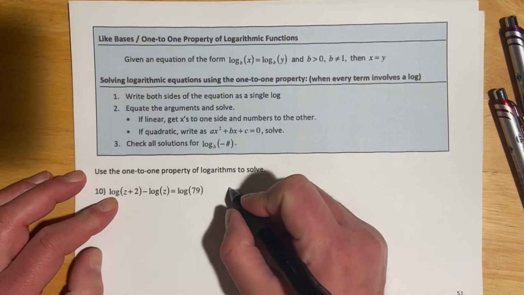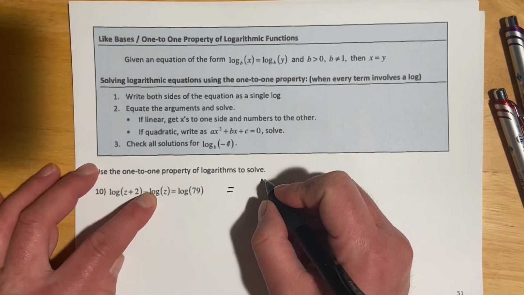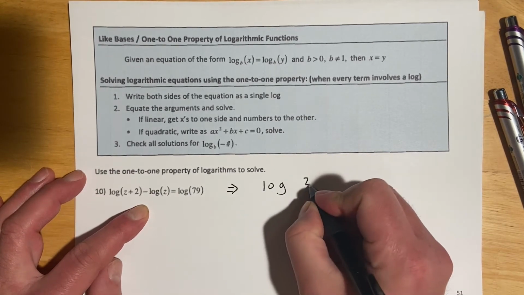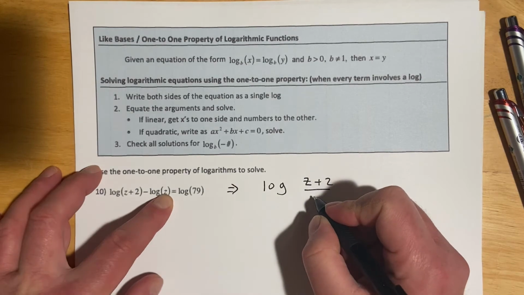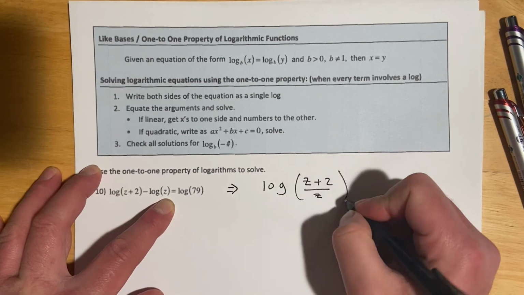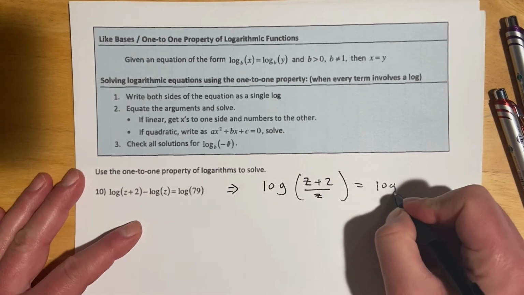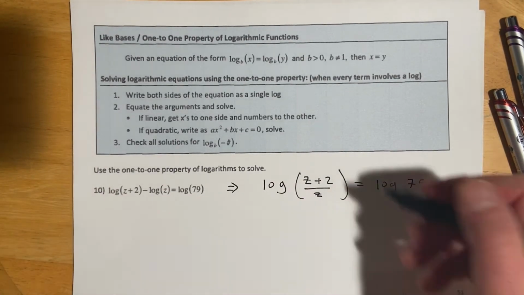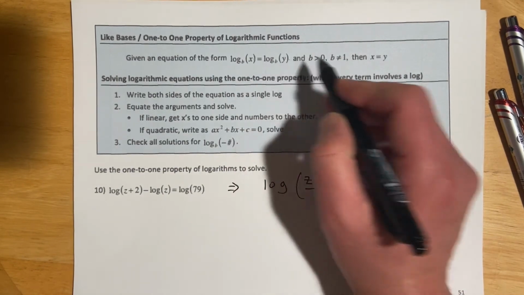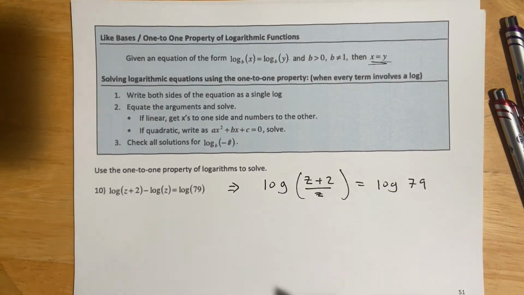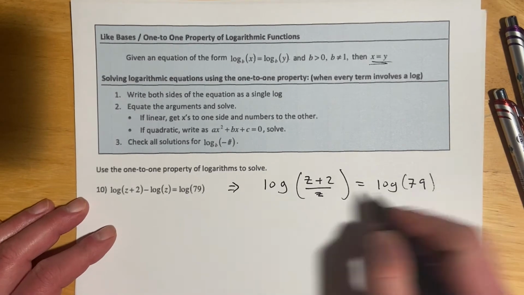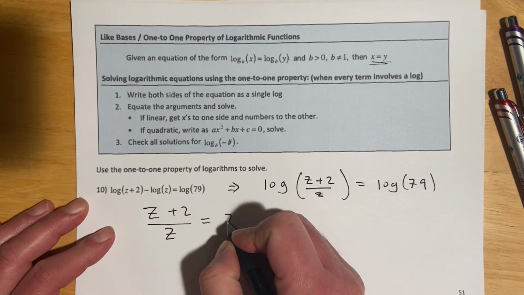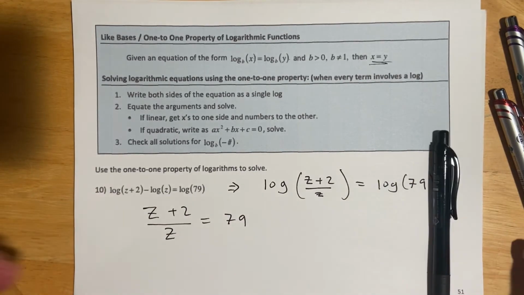So here we have a minus, so this would be, let me come over here with it, log of (z plus 2) over z equals log 79. And since I have basically log of x equals log of y with the same base, x has got to be y. So that lets me set (z plus 2) over z equal to 79, and then I can solve.